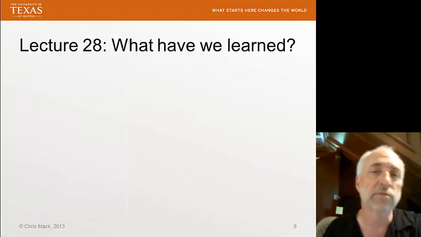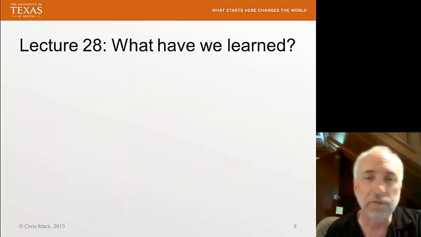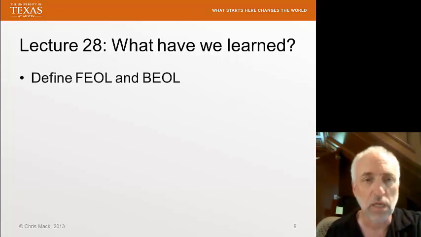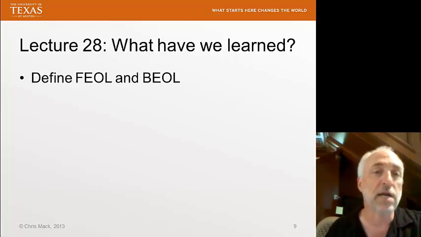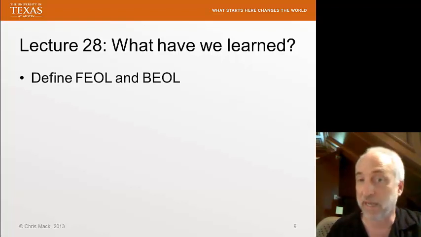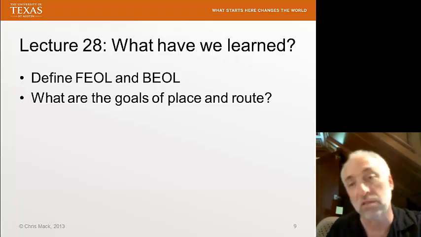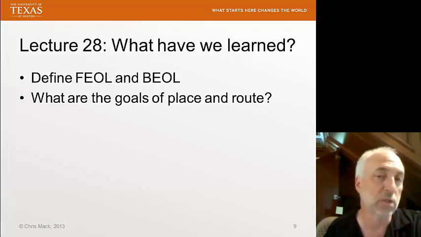So let's look at what we've learned so far in our brief introduction to the science of interconnection between our transistors. You should be able to define the front end of the line and the back end of the line. What do those two things mean? What are the goals of place and route? Define what place means, define what route means, and then tell me what the goals are.